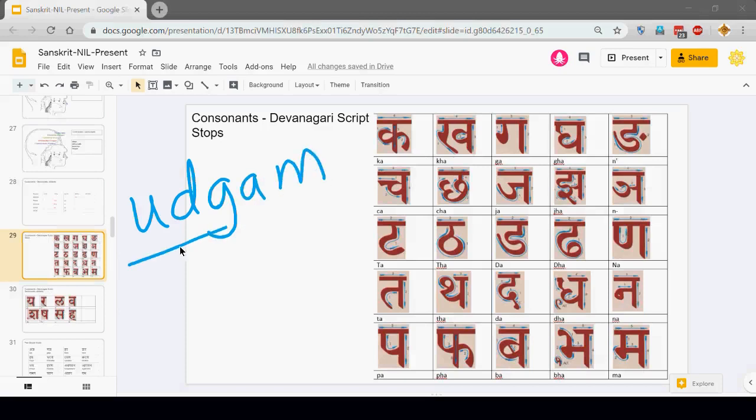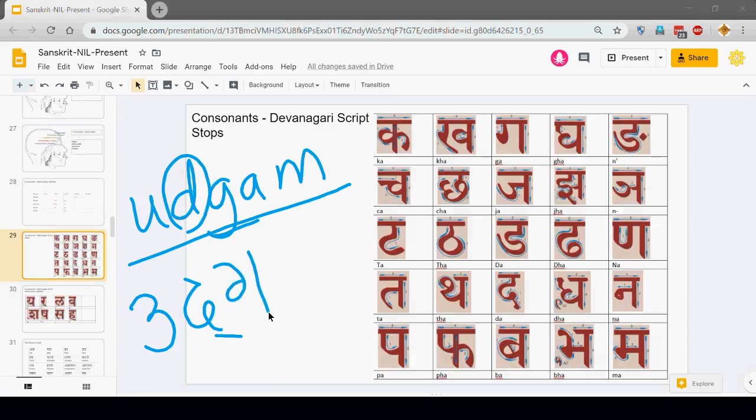Similarly, if you write that in Devanagari, separately each one, it will be written like this. U, then this consonant part can be written separately, and then the G part is written separately. The G with the vowel, both are written separately, and then Ma. This is the full G part, G with the vowel, and then there is Ma. Udgama.